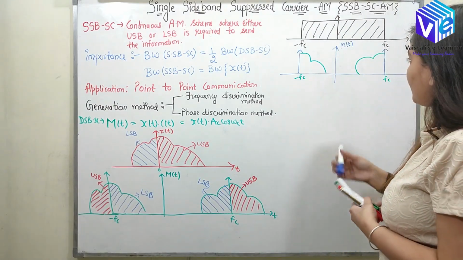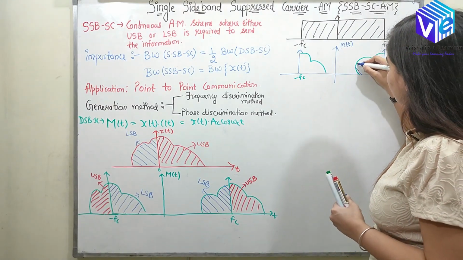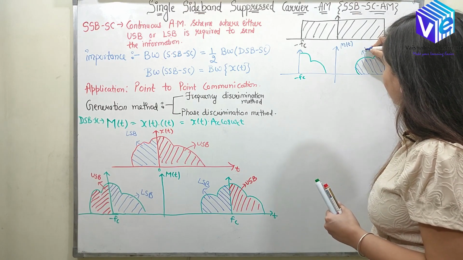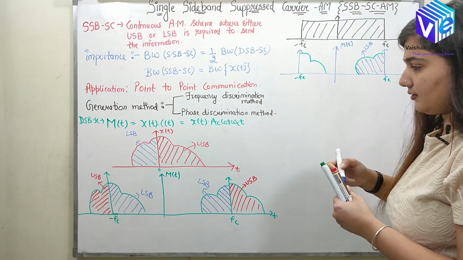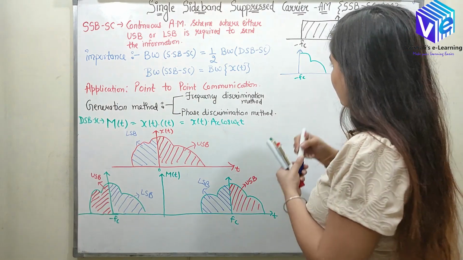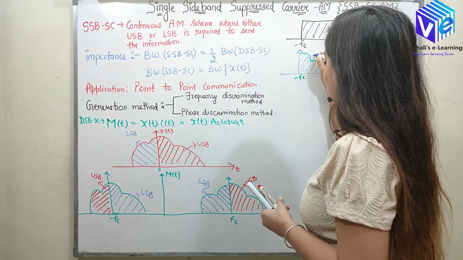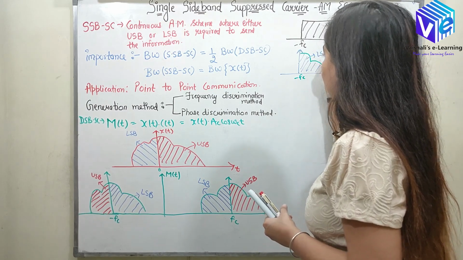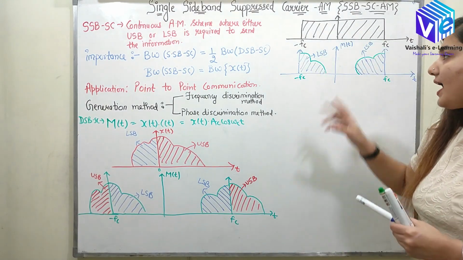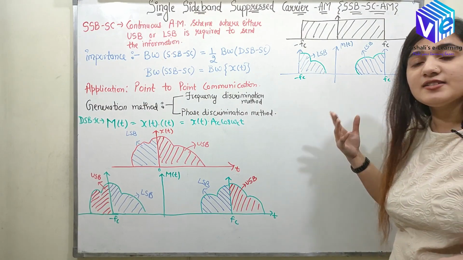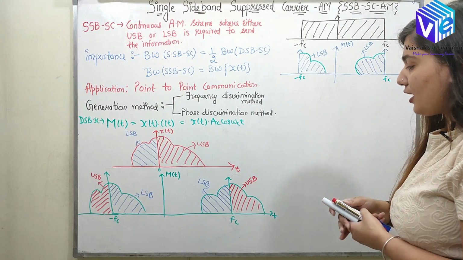So from here I'll get the blue portion which represents the lower sideband, and from here also I'll get the blue portion which represents the lower sideband. So I transmitted only the lower sideband which contains the full information.